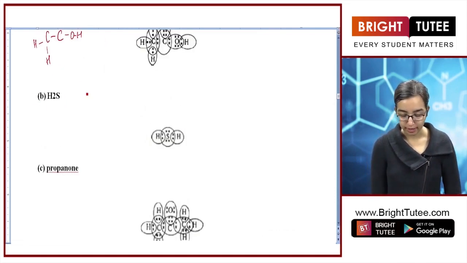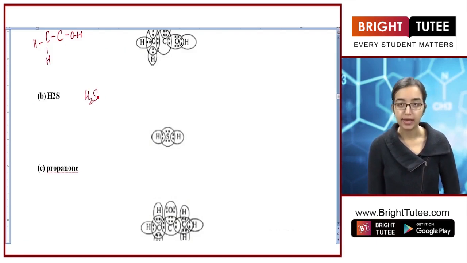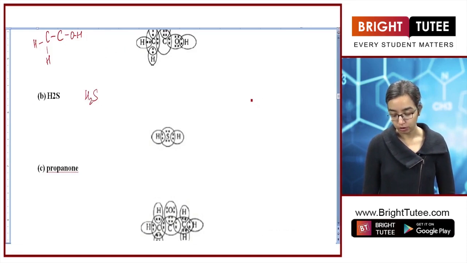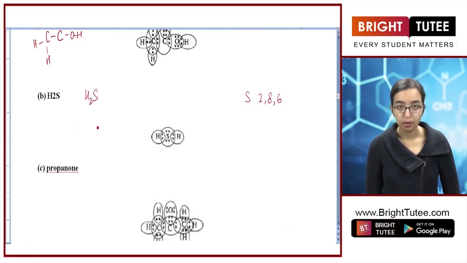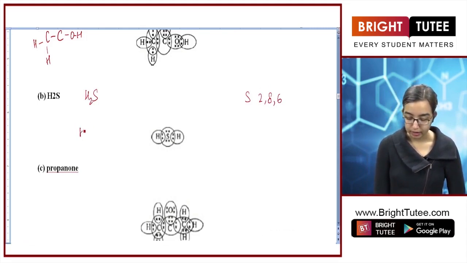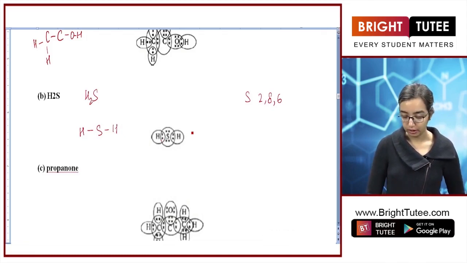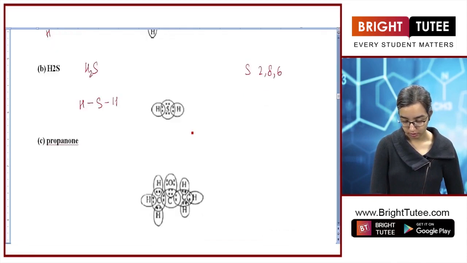Next is H2S. So H2S is very similar to H2O because S also has the same valency as oxygen, that is of 6. Sulfur has the atomic configuration of 2, 8, 6. And because it has 6 electrons in the outermost shell, it needs 2 more from sharing, and that it achieves by sharing with hydrogen. So as you see here, 1 electron is shared with 1 hydrogen each to achieve a stable structure.